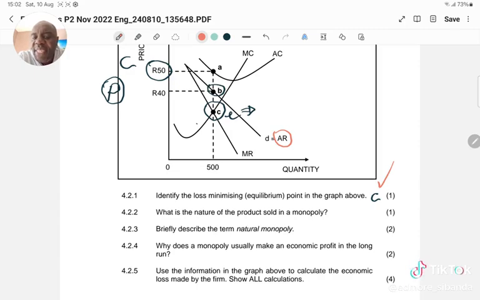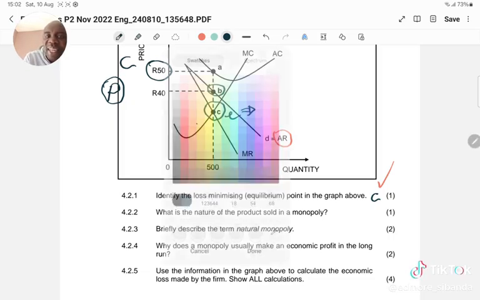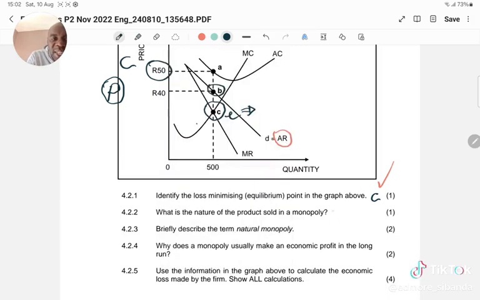Second question, what is the nature of the product that is sold by a monopoly? A monopoly sells a unique product. What is a unique product? It is a product without any close substitutes. So the answer you were supposed to write here is unique. A monopoly sells a unique product. It is a product that does not have any close substitutes.